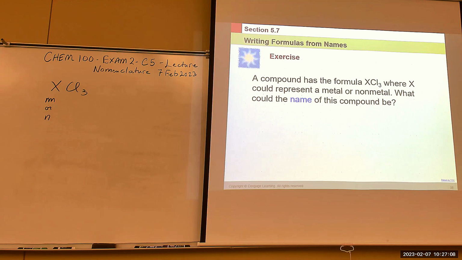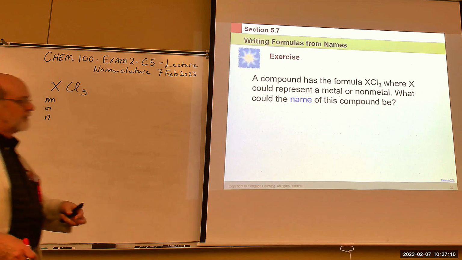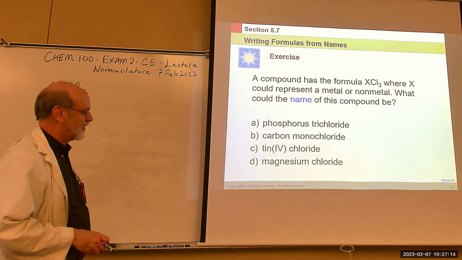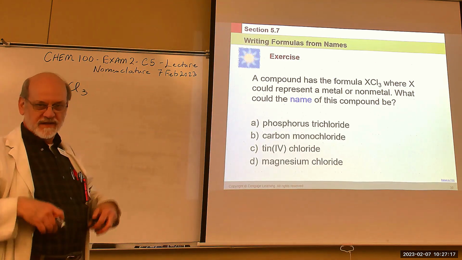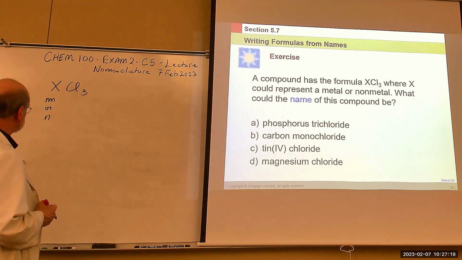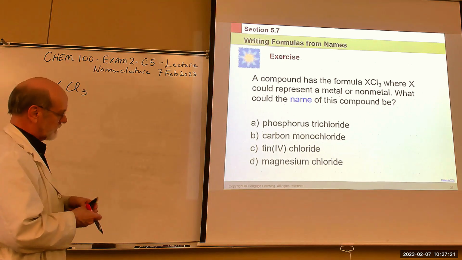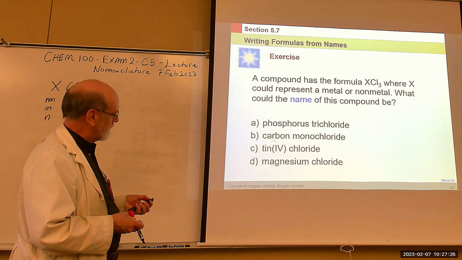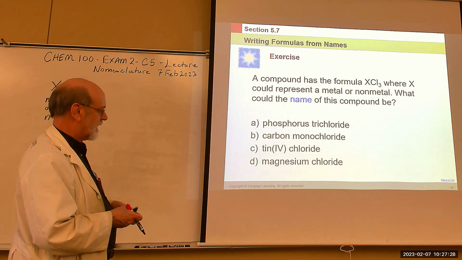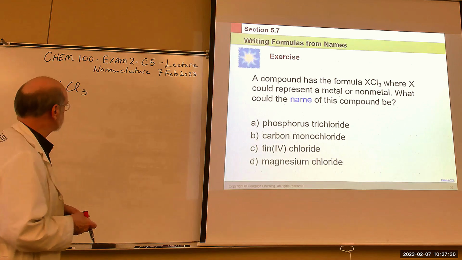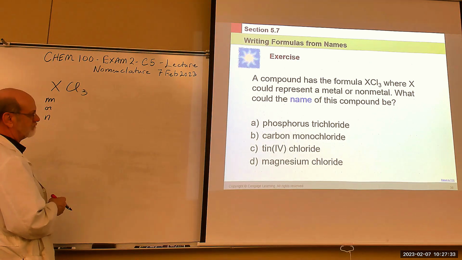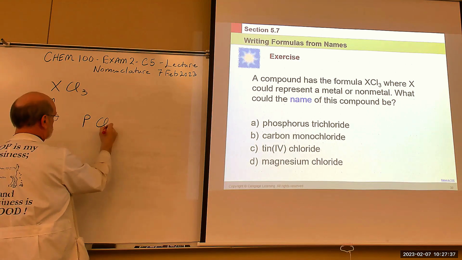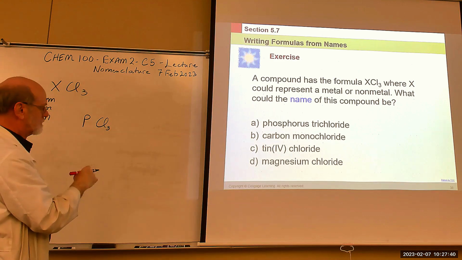Okay. Oh, we're given, sorry. This is multiple choice. Which one of these would be valid? Well, if it's metal or non-metal, there's a non-metal, non-metal, metal, metal. Okay. Could it be phosphorus trichloride? Right? Phosphorus trichloride. Yeah, it could be that one.